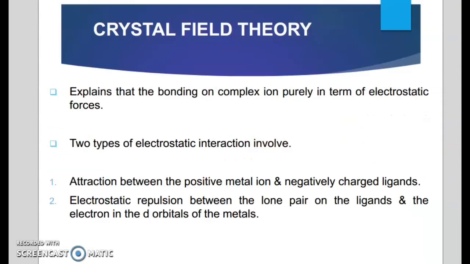Crystal field theory explains that the bonding on complex ion purely in terms of electrostatic force. 2 types of electrostatic interaction involved: 1. Attraction between the positive metal ion and negatively charged ligands. Second one is electrostatic repulsion between the lone pair on the ligands and the electron in the d orbitals of the metals.